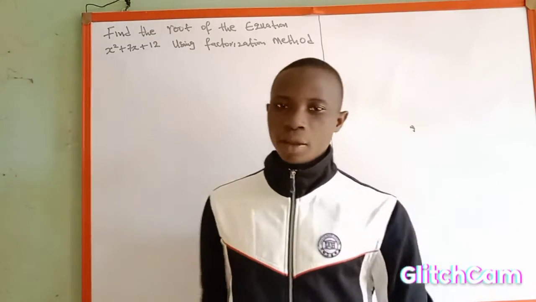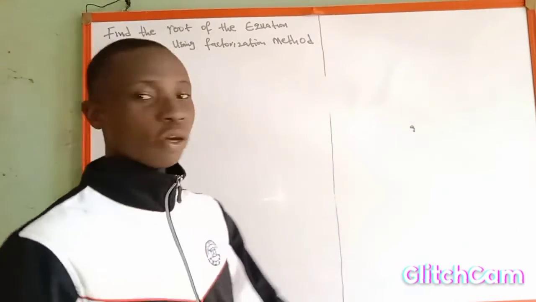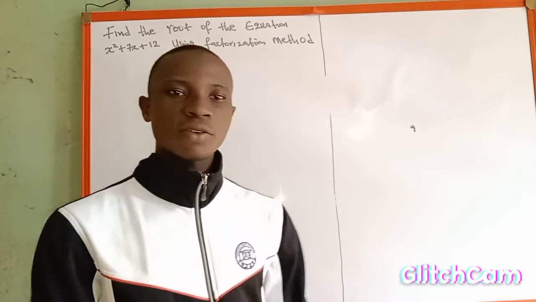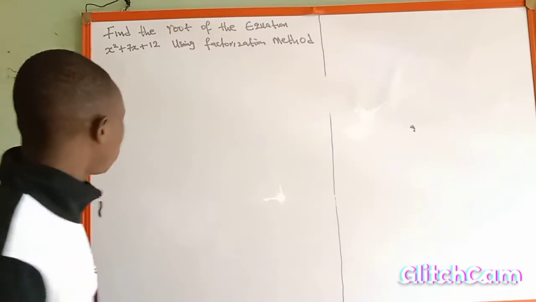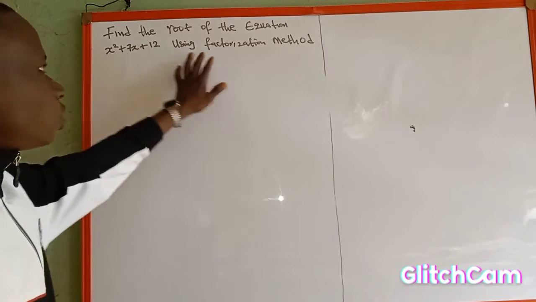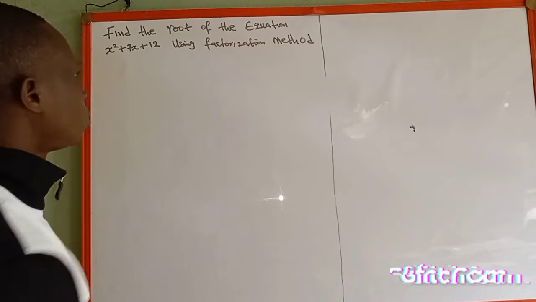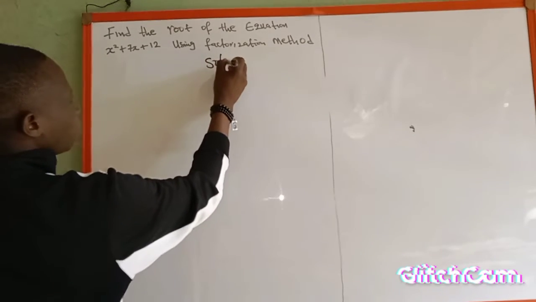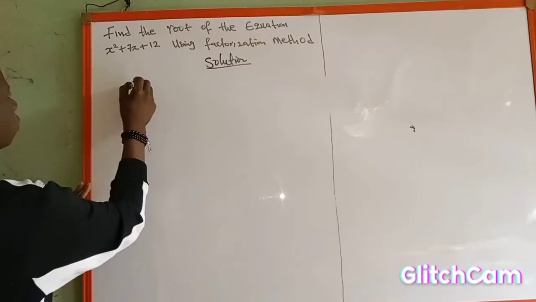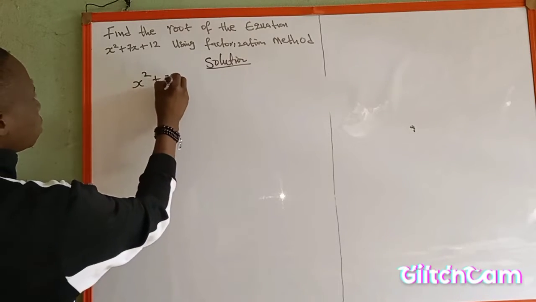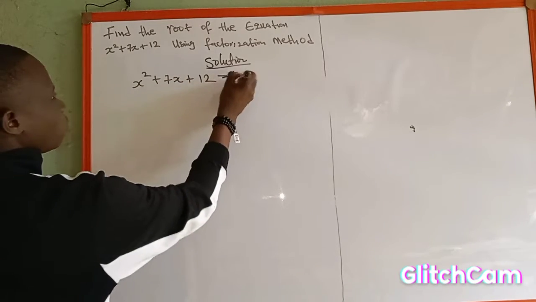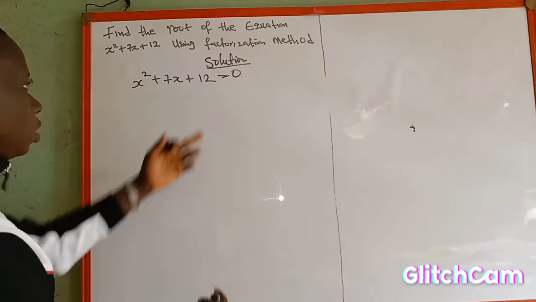In today's tutorial, I'm going to show you how to find the root of a quadratic equation using the factorization method. So the question says we should find the root of this quadratic equation using factorization method. So, solution. The equation is s squared plus 7s plus 12. This is a quadratic equation. I can equate it to 0.